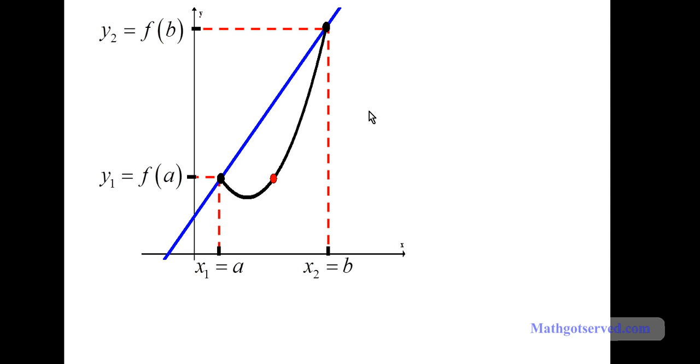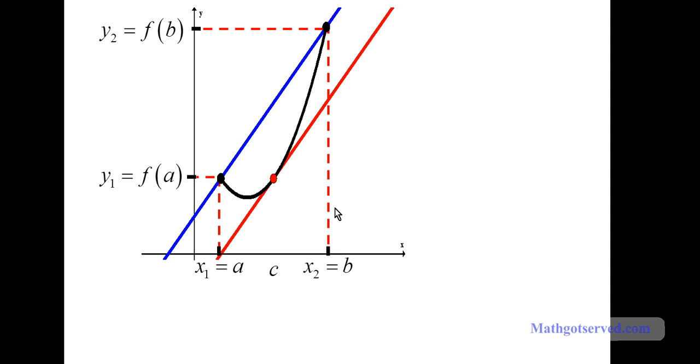Now that's a c I'm going to select. Well, what's so special about that c? If we draw the tangent line to this curve at the point c, what you notice is that this tangent line is parallel to the secant line. What does that mean? That means that the slope of the secant line is equal to the slope of the tangent line. And that's exactly what the mean value theorem is saying.